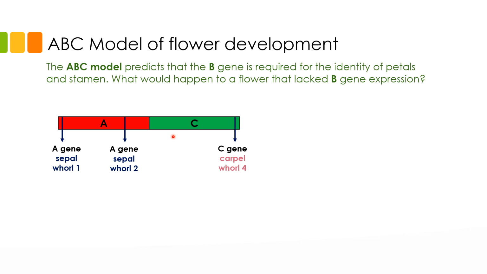Now the third whorl is controlled by the combined expression of the B and C genes. But since we are lacking the expression of the B gene, we only get the expression of the C gene, which controls the formation of the carpel.